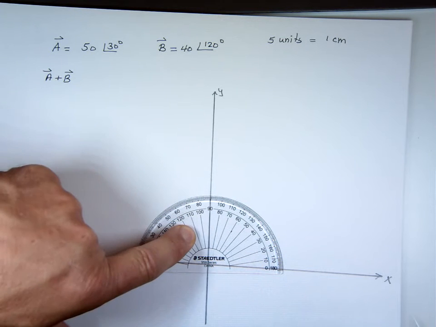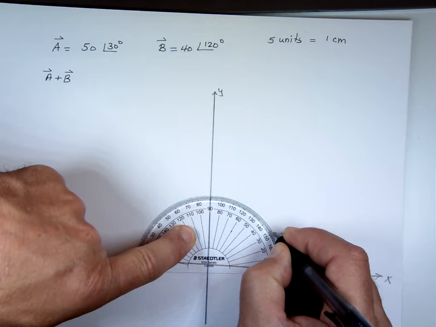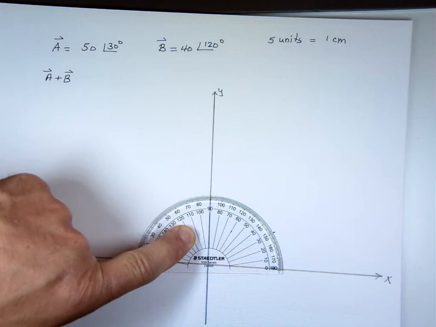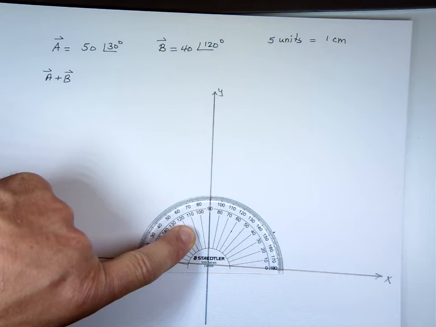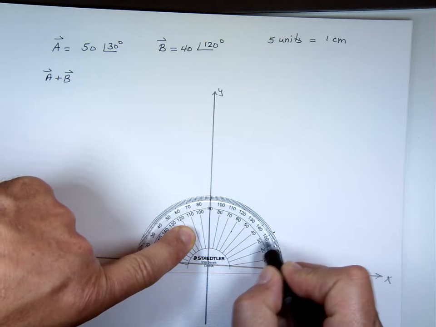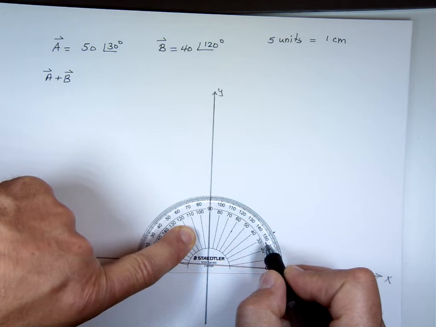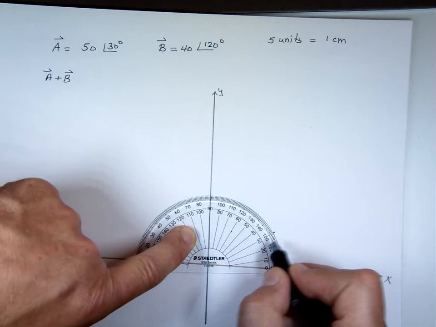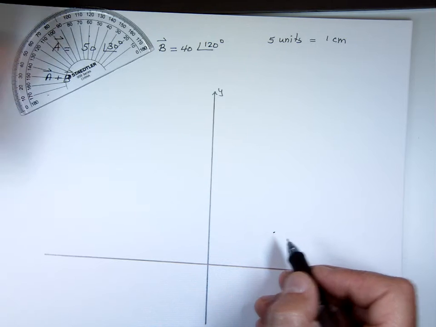Where's the 30-degree heading? It is right here. Can you see yours? Can you see mine? That's a 30-degree heading. I'm going to be going in that direction. So find where your 30 degrees is, put a little notch there, and now I've got to measure the length of it.